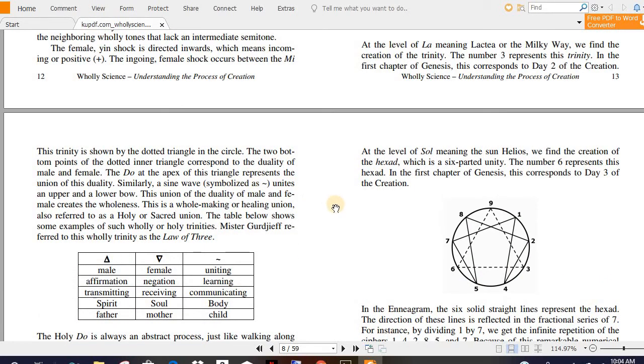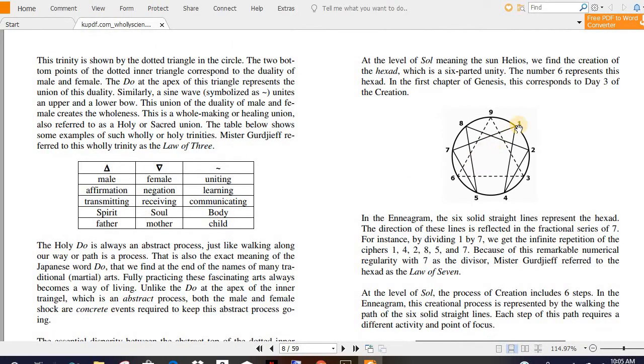At the level of Sol, meaning the sun, Helios, we find the creation of the hexad, which is a 6-parted unity. The number 6 represents this hexad in the first chapter of Genesis. This corresponds to day 3 of the creation. Okay? The hexad. 369.